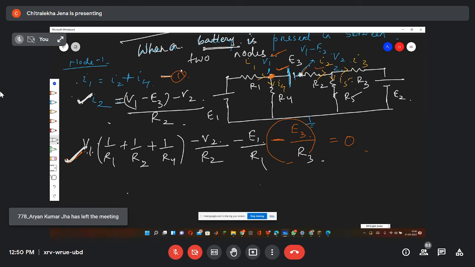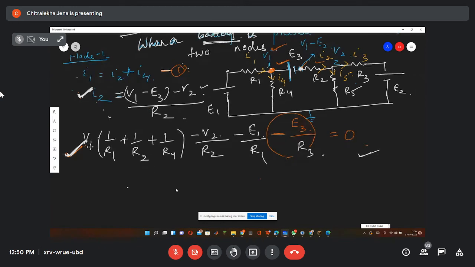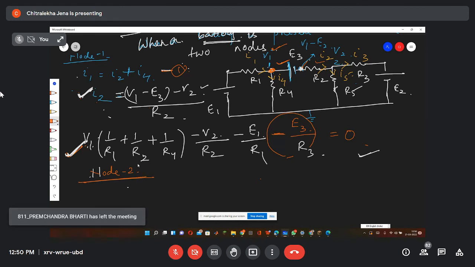You check whether you are getting this equation and this equation by putting the value of I2 in this main equation, Kirchhoff's current law equation. You check this equation and this equation whether you are getting the same equation or not. You will check it. Understood, all of you? Got it or not? Yes, ma'am. You check it and tomorrow in class you tell me whether you have got the same equation or not.